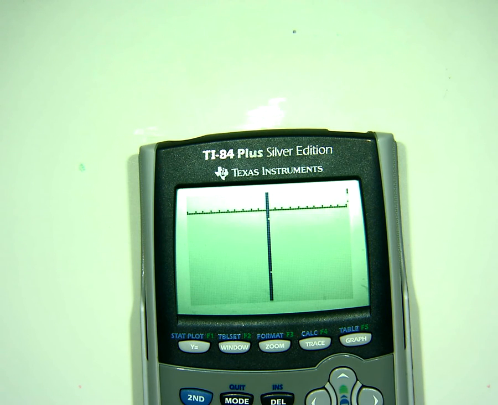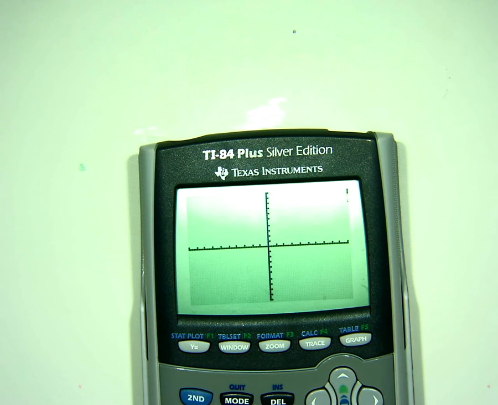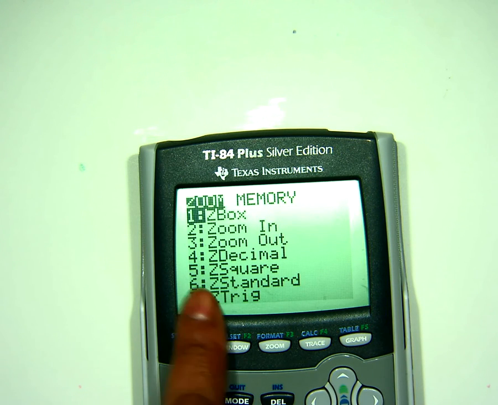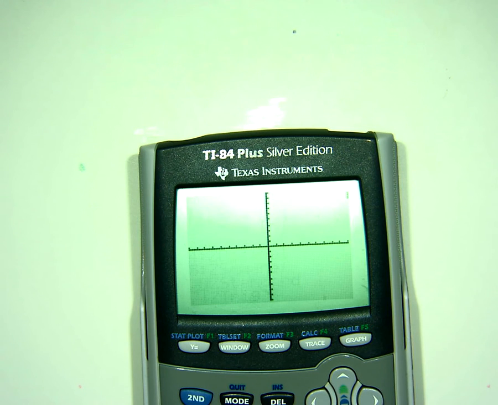Now, graph. My graph is going to be a little different than what you might have. So, I'm going to show you several different ways to do it. I'm going to do zoom standard. So, let me back up. Hit your zoom key, go down to zoom standard, and there you go.